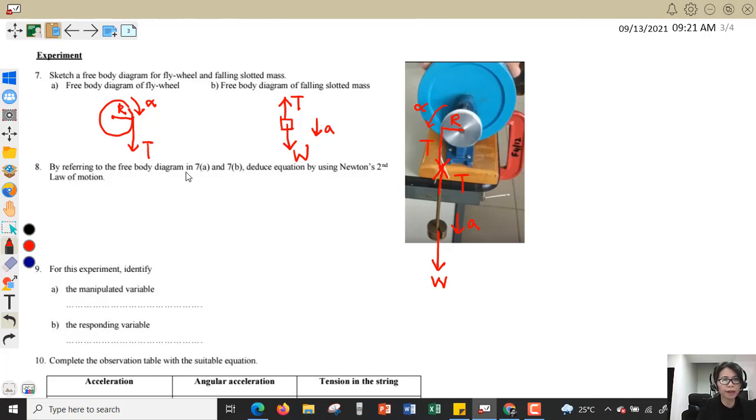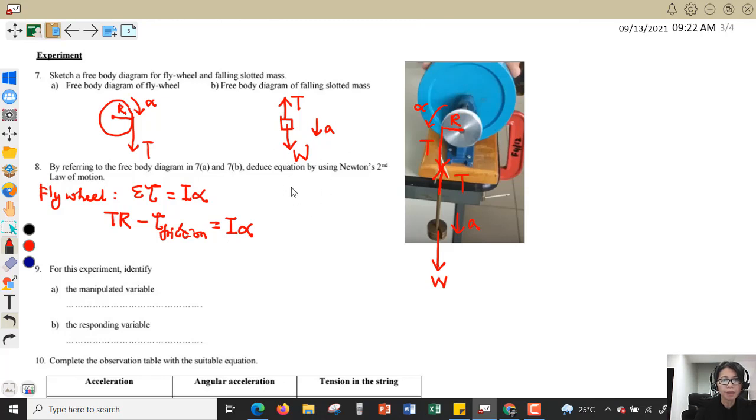By referring to the free body diagrams in 7a and 7b, deduce the equations using Newton's second law of motion. For the flywheel, we apply Newton's second law for rotational motion. The summation of torque equals I alpha. The net torque causes the angular acceleration of the flywheel. The tension acting at the edge of the axle produces torque, which can be calculated using TR. Then in real life, as the flywheel rotates, there will be some frictional torque that opposes the rotation. So we subtract the torque produced by the friction, and that equals I alpha. So this is the equation for the flywheel.